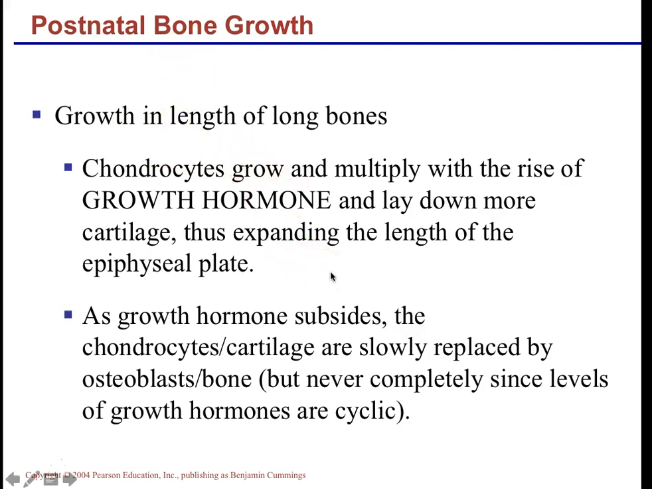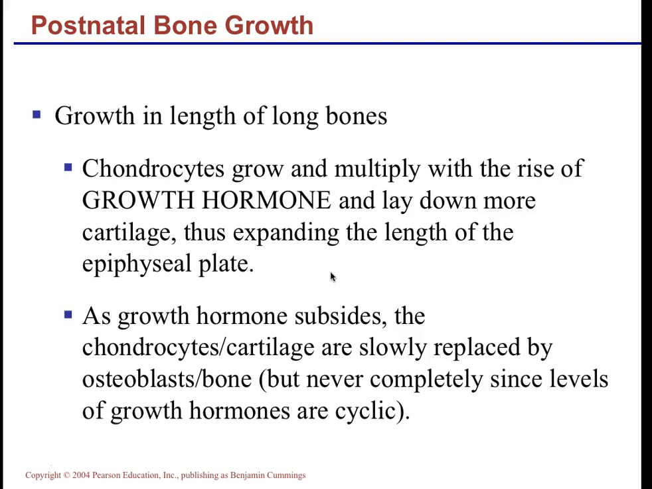This is kind of the natural course. It's going to go up, it's going to go down. It's going to go up, it's going to go down. And that's going to be kind of individual for individual kids, but it's always going to be a spike in growth hormone, and then it's going to go down. When it goes down, then the chondrocytes stop making cartilage, and that gives the osteoblasts the upper hand, and then they will start to replace the chondrocytes and cartilage with bone.